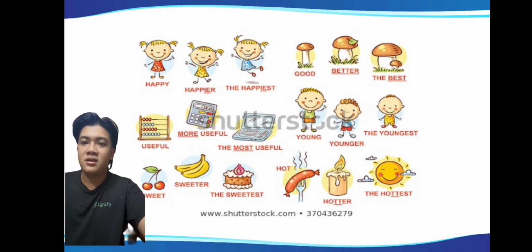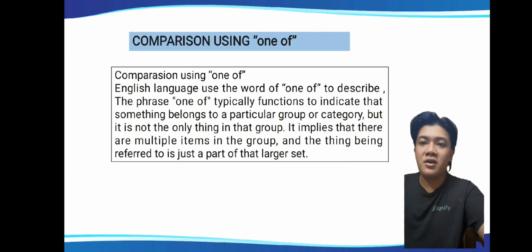In the picture: happy, happier, the happiest. Good, better, the best. Useful, more useful, the most useful. Young, younger, the youngest. Sweet, sweeter, the sweetest. Hot, hotter, the hottest.